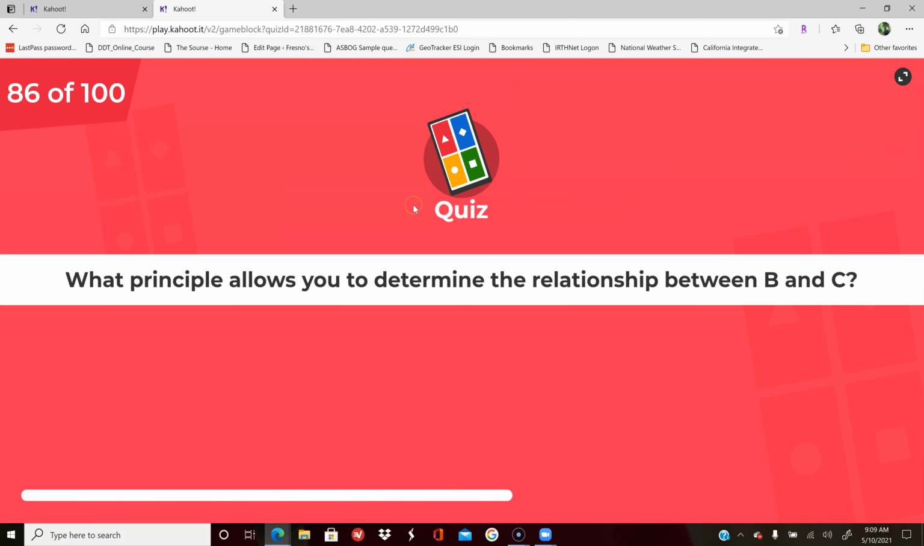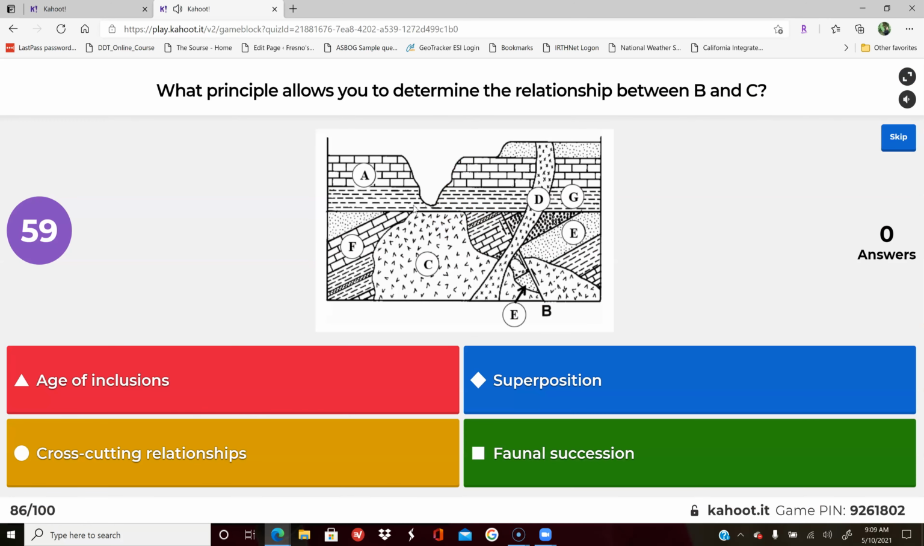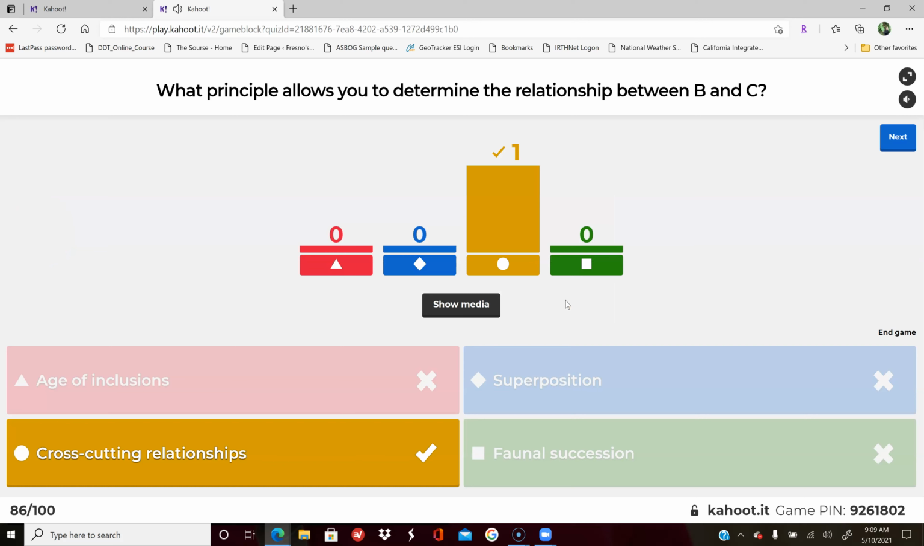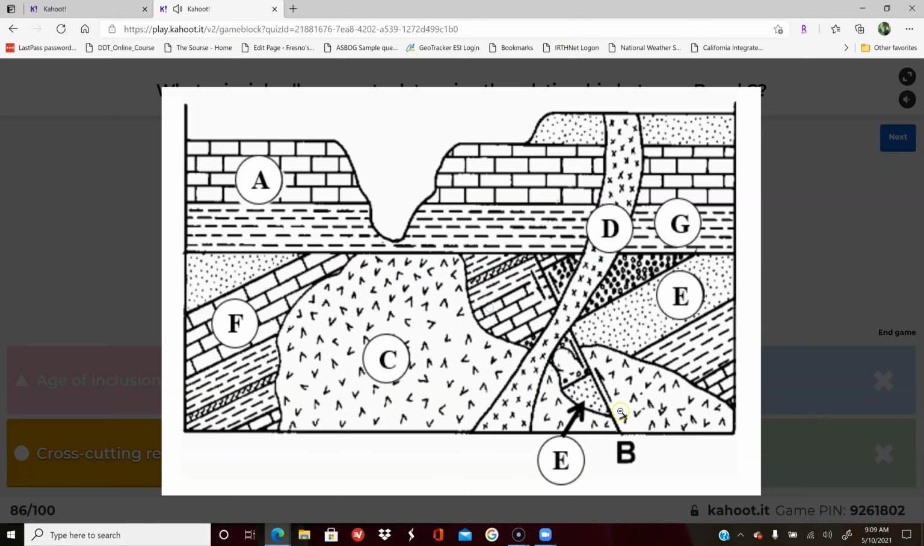Which principle allows you to determine the relationship between B and C? So B is here and C is here, so what is the relationship that tells you that C is older than B? Age of inclusions, superposition, cross-cutting relationships, or faunal succession? That would be cross-cutting relationships because B cross-cuts C and offsets it.